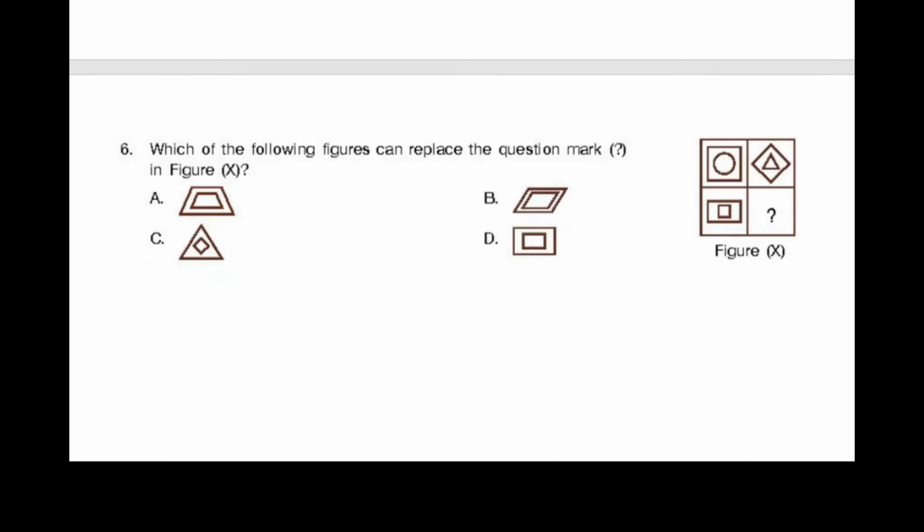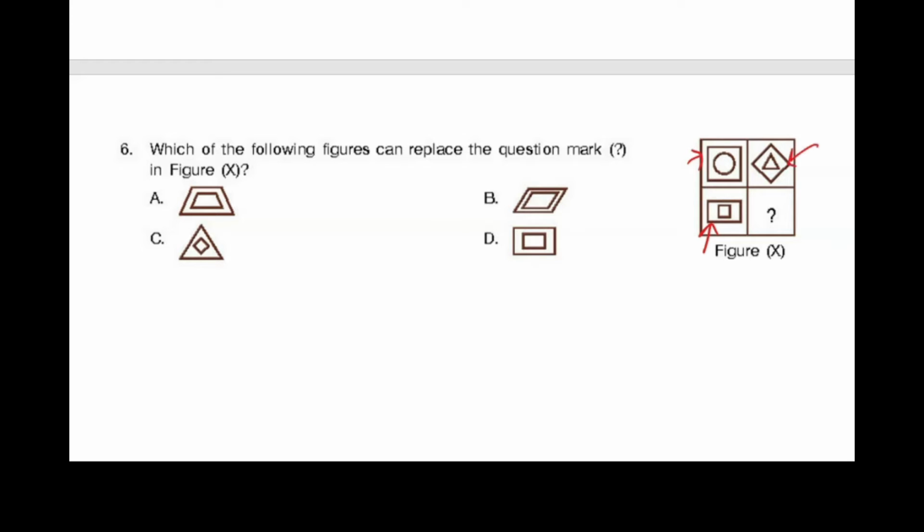Next question, question number 6 of the same logical reasoning. Which of the following figures can replace the question mark? Here, we have to think about the relationship existing here. If we just focus here, we have a square and a circle inside the square. Now, this figure is showing a square inside the circle, inside a rectangle, a square inside. Here the square was outside, now the square is inside.